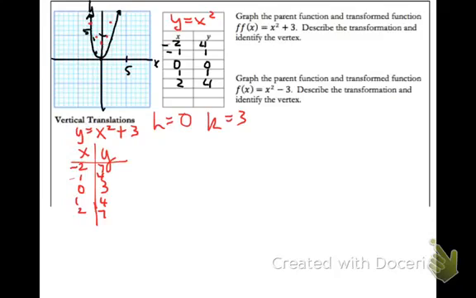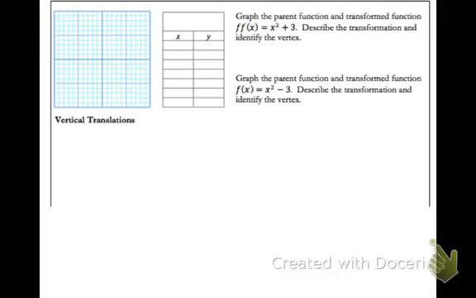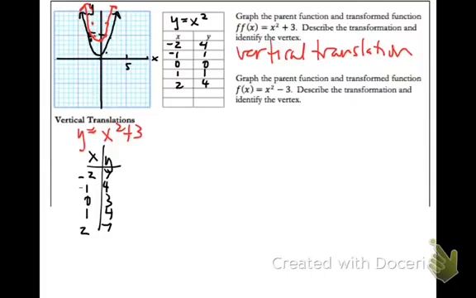Okay, so a lot going on in this graph, but if you draw your smooth U-shaped curve, you can see that that graph has shifted up. It hasn't changed size or shape. It is simply just shifted up. So we would call that a vertical translation up. And notice it's up 3 units. So this is a vertical translation up 3.